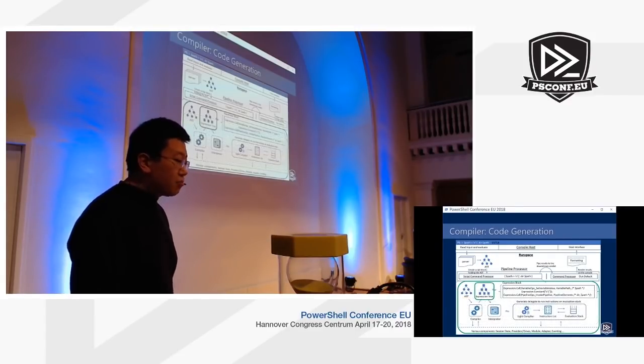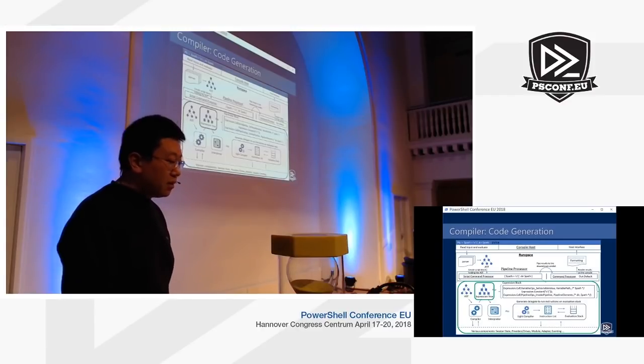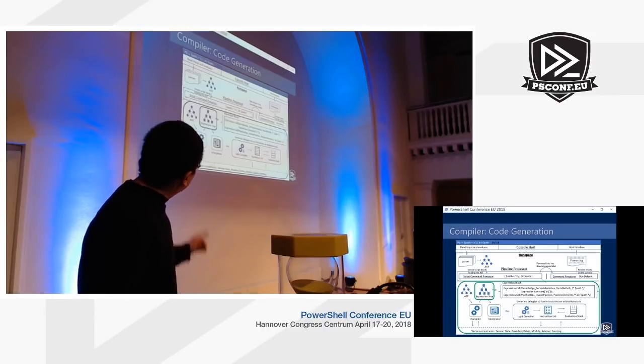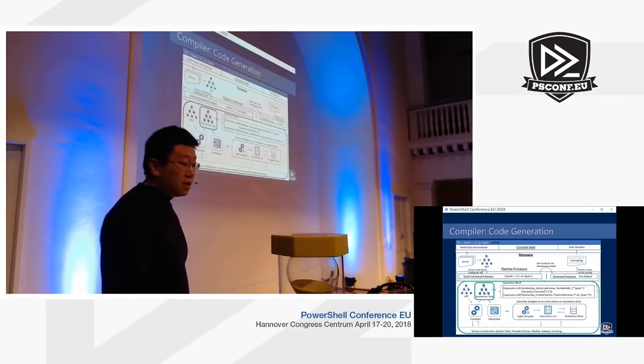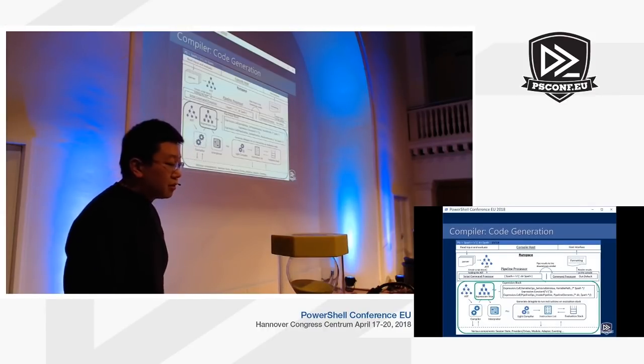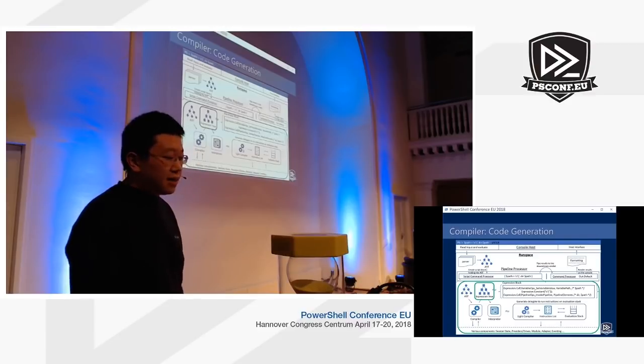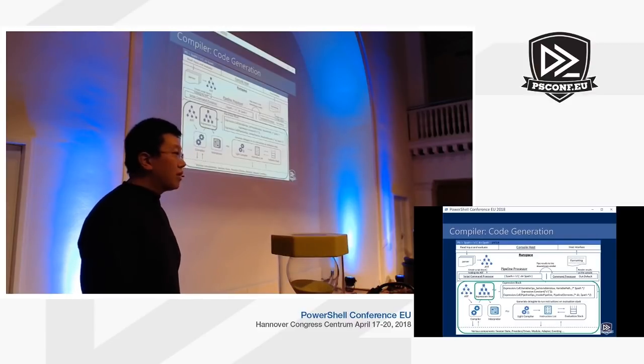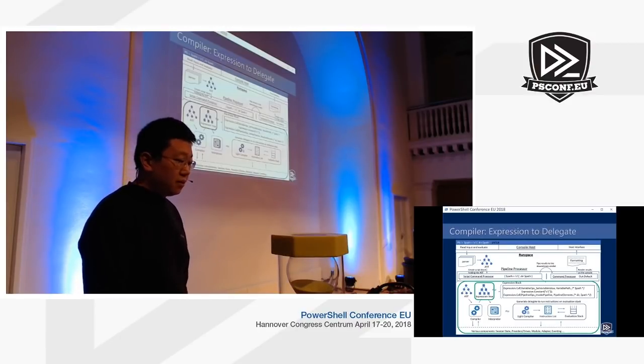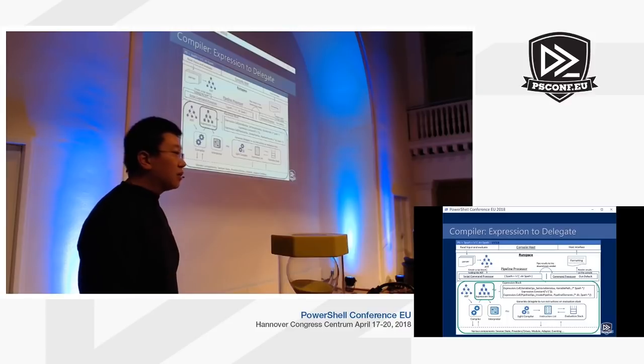Now we have an expression tree representing the operations in the end block of the script. But an expression tree is just data. It's code as data. So how do we run it? The answer is to turn the expression tree into a delegate of executable code.